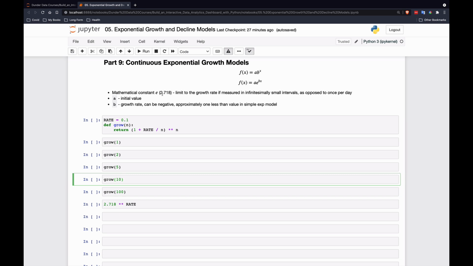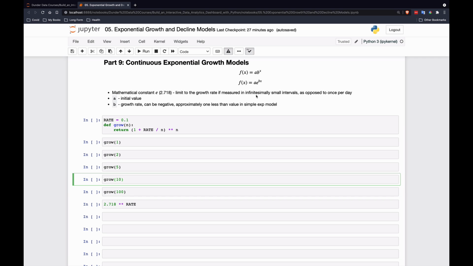where e represents the mathematical constant 2.718 and is the limit to the growth rate if measured in infinitesimally small intervals, as opposed to the once per day it is done now. So the way our model is currently formulated is that our growth rate, say it is 1%, will be multiplied by the previous day's value to get the current day's value, and then the next day's value will be retrieved by multiplying today's value by the same 1%.